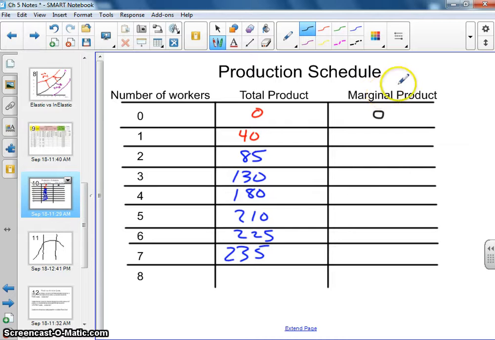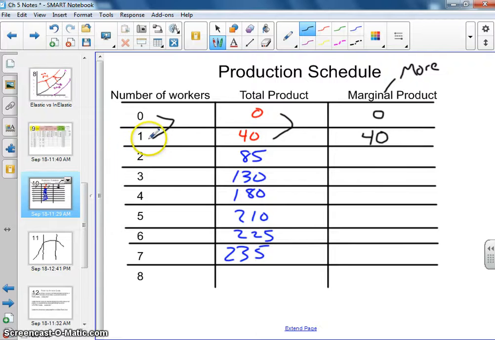When we start looking at marginal product, it is more. How much more are we getting? Well, if we compare from 0 workers to 1 worker, we got the difference between 40 product and 0 product. So our marginal product is 40. When you jump from 0 workers to 1 worker, you get an additional 40 units. In this case, we're talking about ice cream cones.